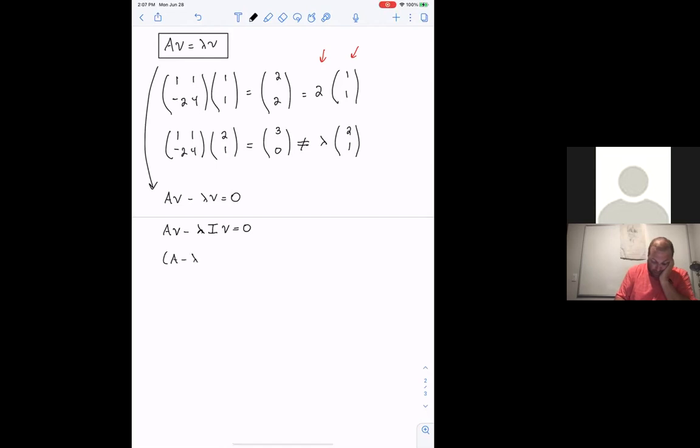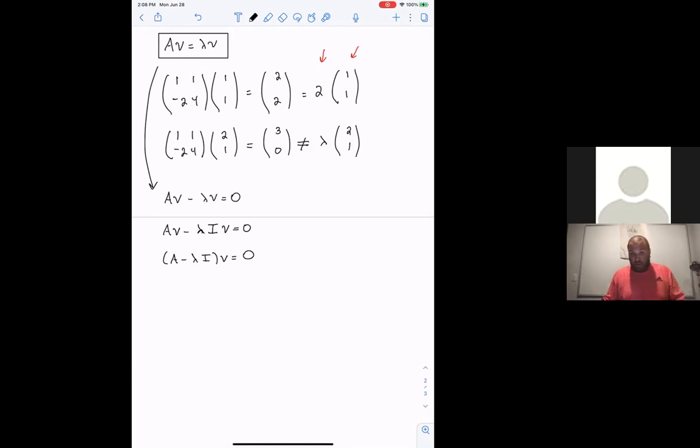And now I can factor out V, and that gives me A minus lambda I times V is equal to 0. Now, hopefully it's obvious that V equals 0 works. A times 0 equals lambda times 0. If you multiply a matrix times the 0 vector, or a constant scalar lambda times the same 0, in both cases you get zeros.